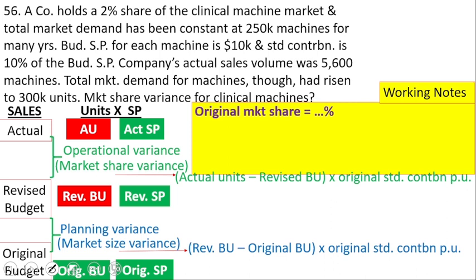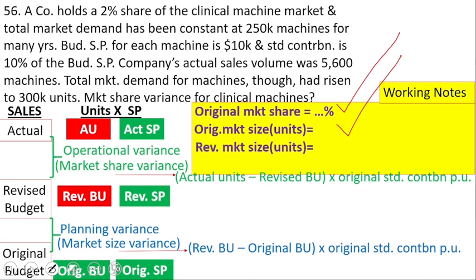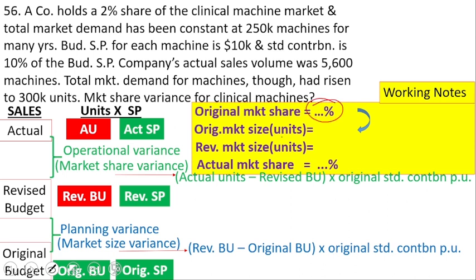So if the original market share is given in the question, you have to enter that in the working note. Then the original market size, if that is given in the question, enter that too. Revised market size in units, if that's given in the question, enter that too. If actual market share is given in the question as a percentage, then enter that too in the working notes. And the relationship between these are the original market share's percentage multiplied by the original market size. You will get the original budgeted units.